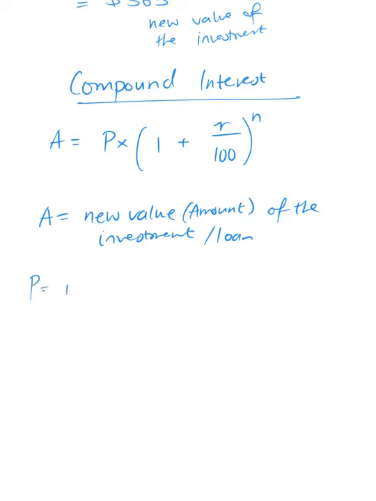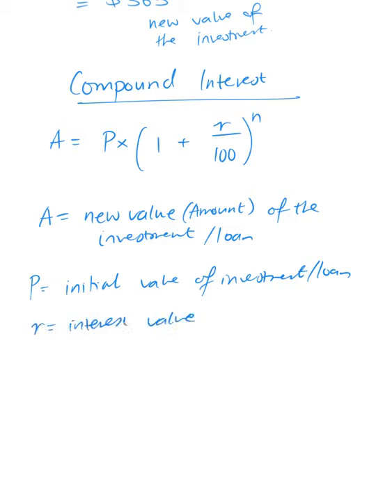Now P is the initial value, again of the investment or the loan, depending on the context of the question. R equals the interest value, and n is the time period. Given we're looking at compounding annually in this unit, we're looking at years, but this can change, and we'll have a look at this in upcoming lessons.